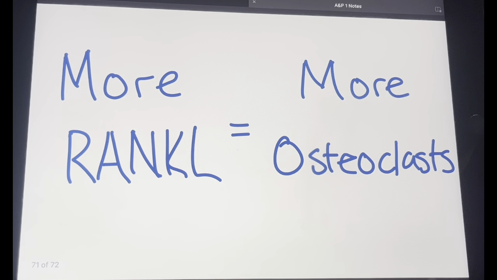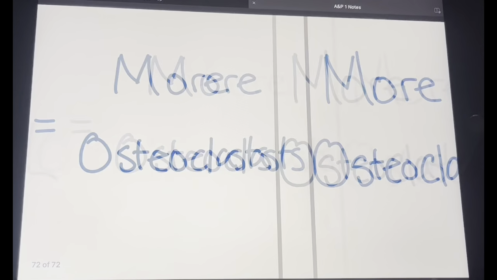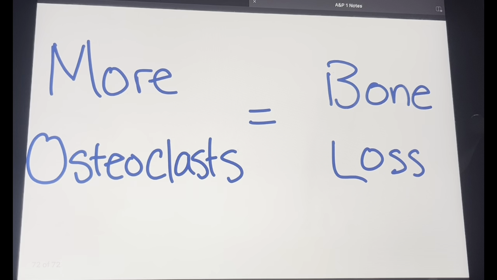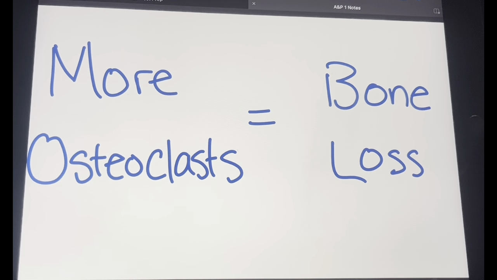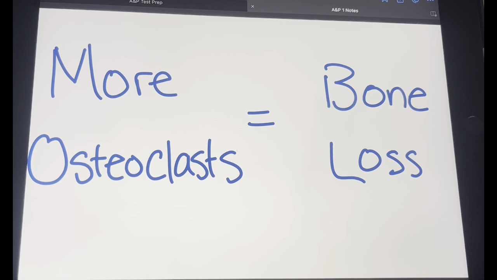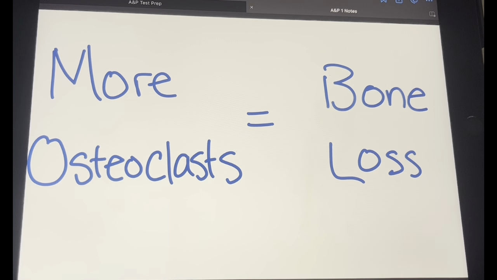So in summation, the less estrogen and/or OPG means more RANK ligand. And then more RANK ligand means more osteoclasts. And more osteoclasts leads to bone loss and osteoporosis. And that concludes bone resorption, bone remodeling, and osteoporosis.